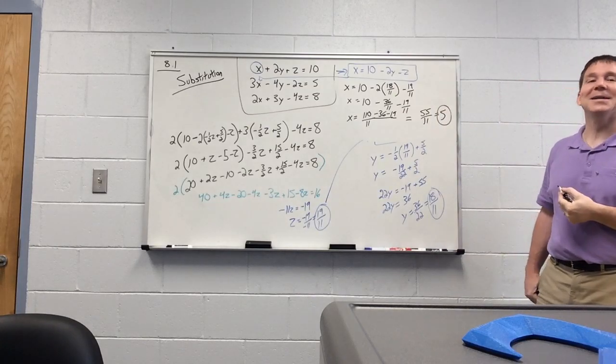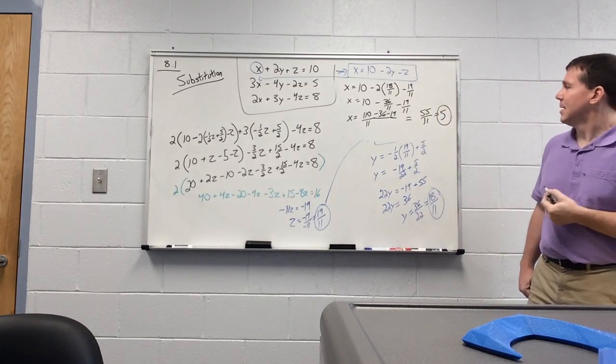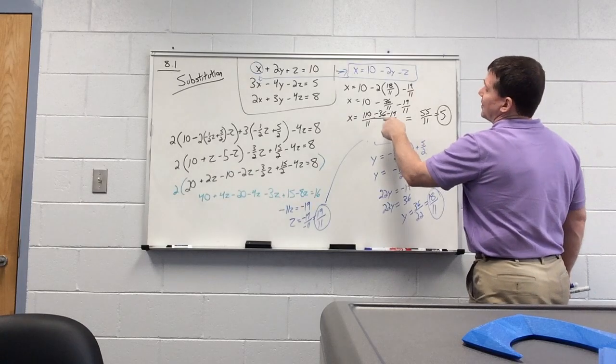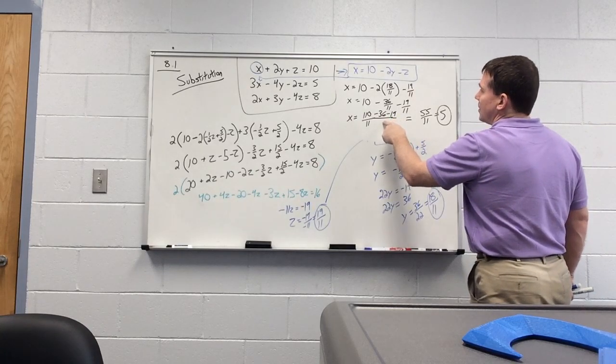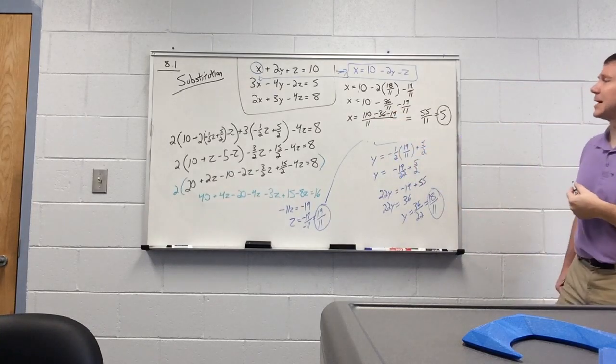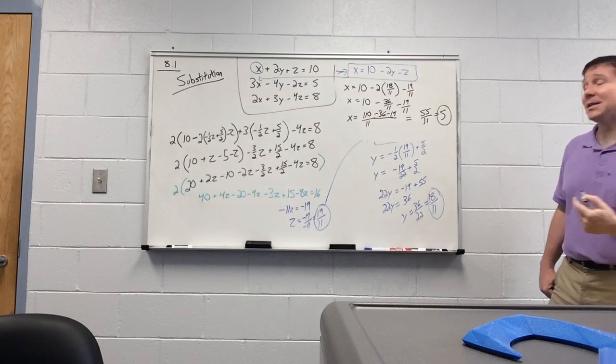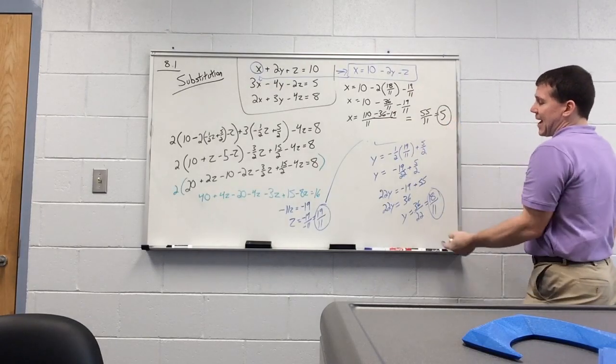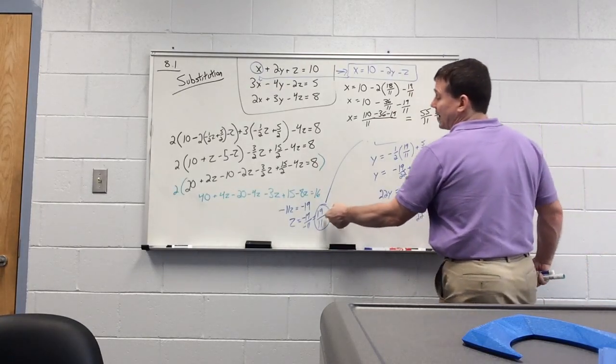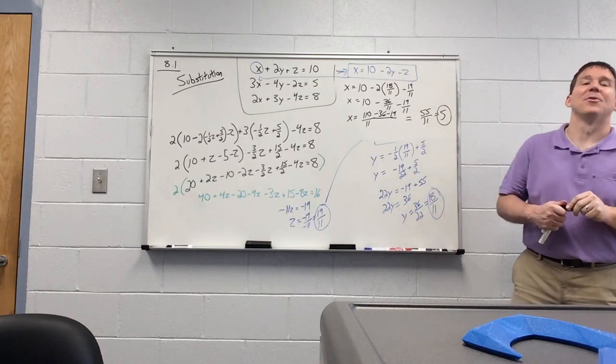And apparently x is a nice number. Sorry, is that wrong? No, that's right. Good, because I'm subtracting, not adding. Whatever. Okay, good. So now I have my solution. X is 5, y is 18 over 11, z is 19 over 11.